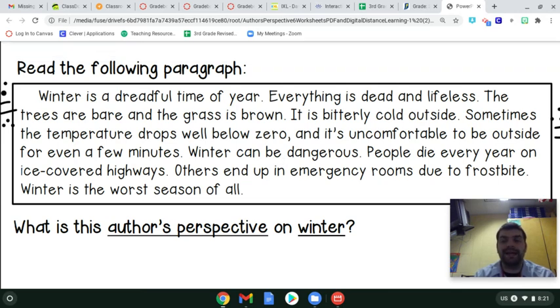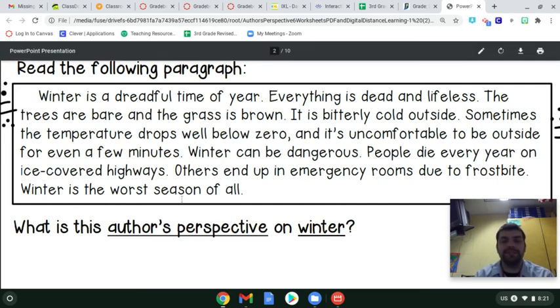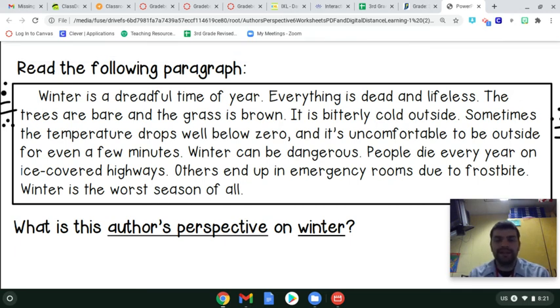So that's probably not something that he's going to enjoy. It says people die every year on ice-covered highways, and others end up in emergency rooms due to frostbite. All of this information lets us know that the author does not like winter, and he even states it clearly at the bottom. He says winter is the worst season of all. He tells you very specifically in this text that his point of view is that winter is the worst season, or that he does not enjoy winter.